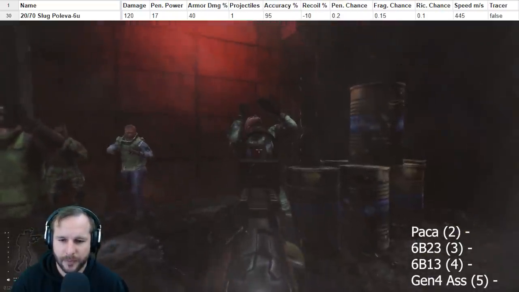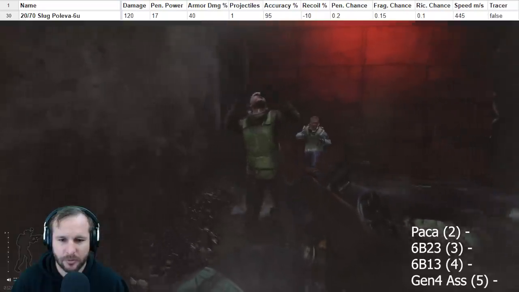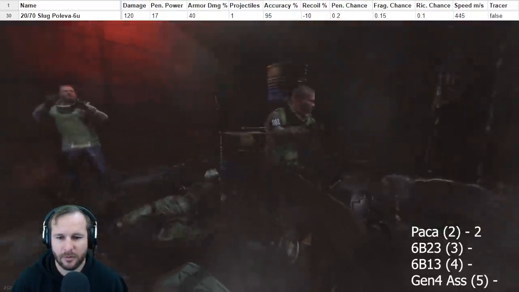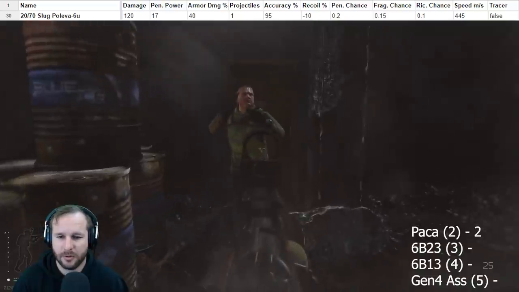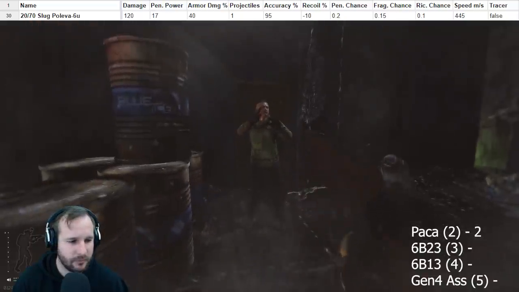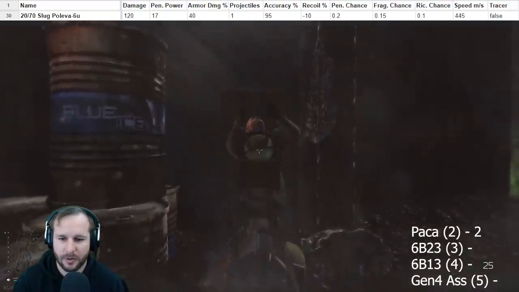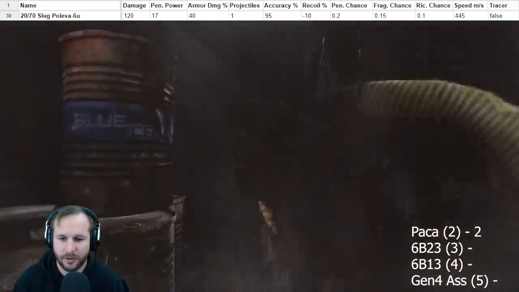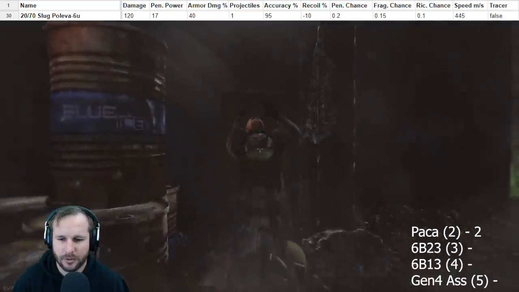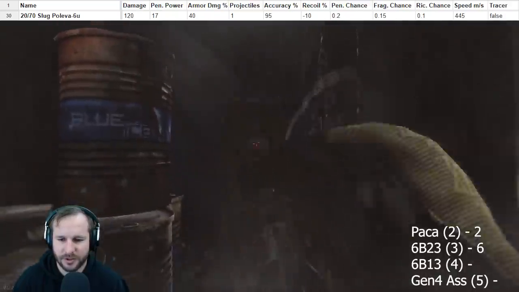So coming up first with the packer, it drops down in 2, no big deal there. Next we have the 6B23 armor. With this one, it does take a few shots, it goes down in 6 shots. So to my understanding, it was enough damage to destroy the armor to a certain portion, and then the pen could kick in and be able to drop the person.